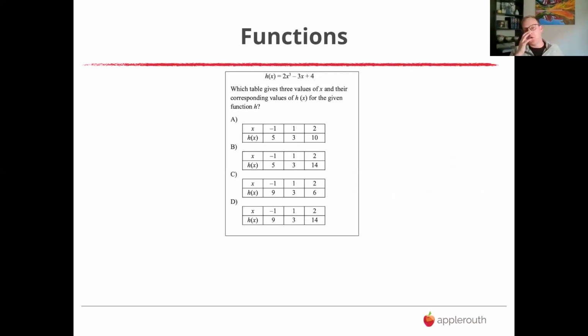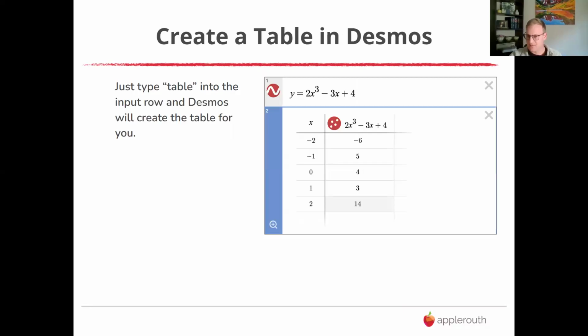This one asks which of these answers is correct as far as points that are on this graph. And you can see A, B, C, and D all have x, y points. Some of them have repeats, like A and B have some similar points. Same with C and D. We're typing it in exactly as it is.